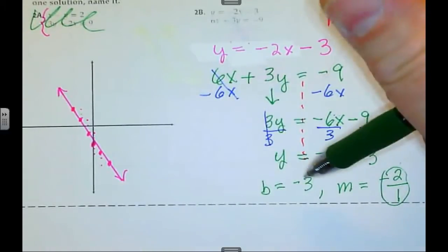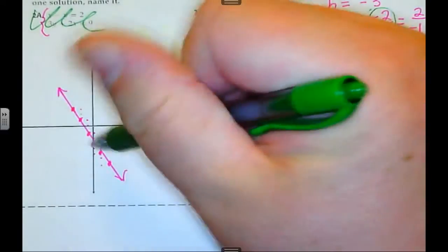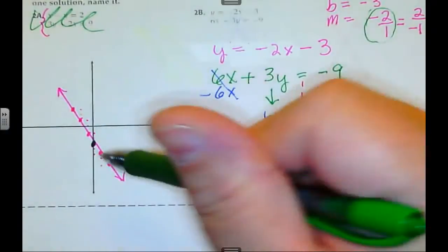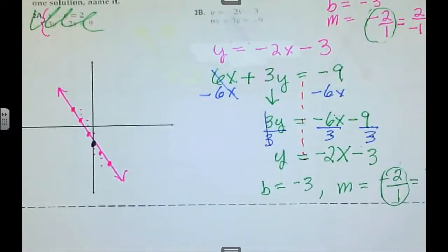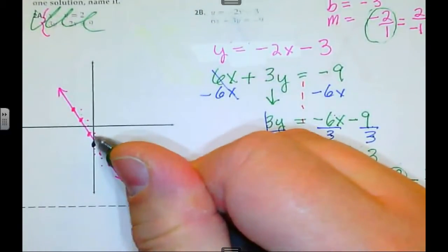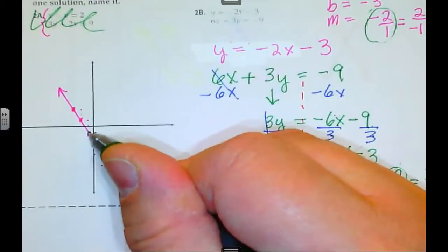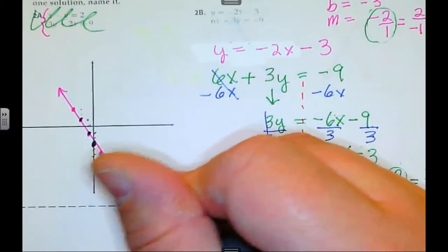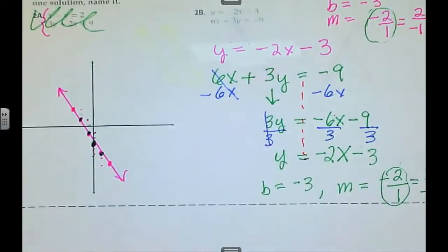Let's graph it anyway. Well, look at that, negative 3. It's the same. Oh, by the way, it's not just parallel lines, it's what? It's the same line, isn't it? Up 2 to the left 1, up 2 to the left 1, down 2 to the right 1. So it's the same line, not parallel lines.